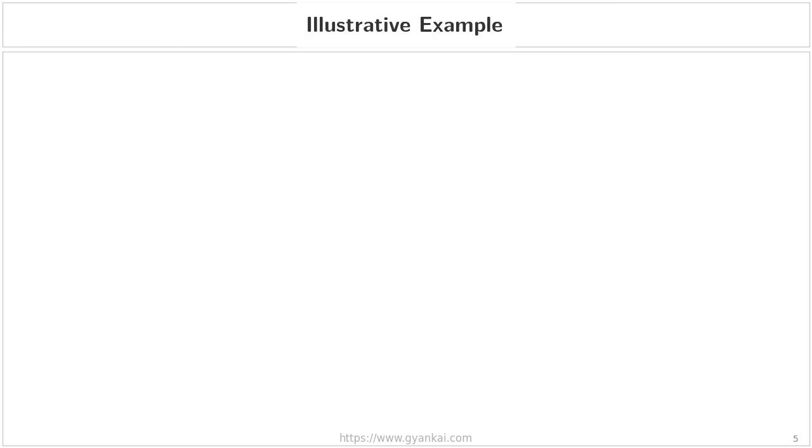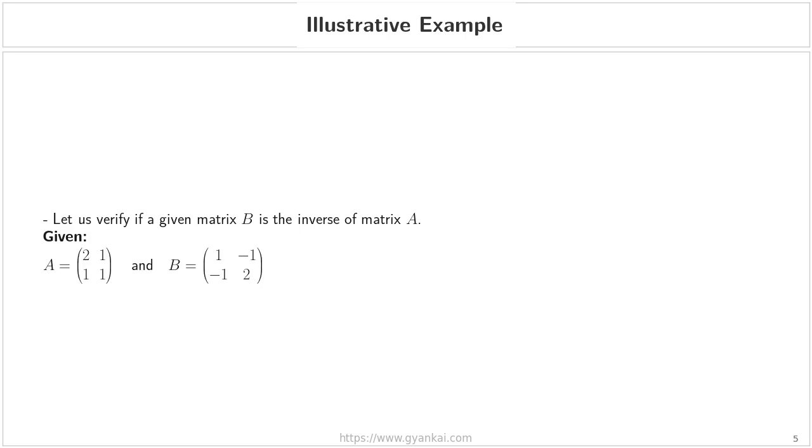Illustrative example. Now that we have discussed the theoretical definition and the undo analogy, let us put this into practice with a concrete example. We will verify whether a given matrix, which we will call matrix B, is indeed the inverse of matrix A. First, let us look at the matrices we are working with.